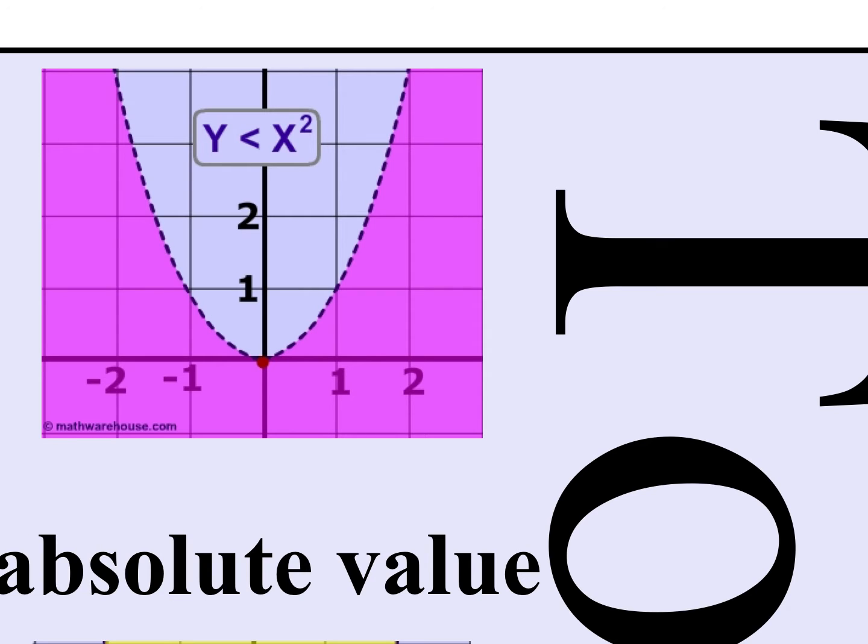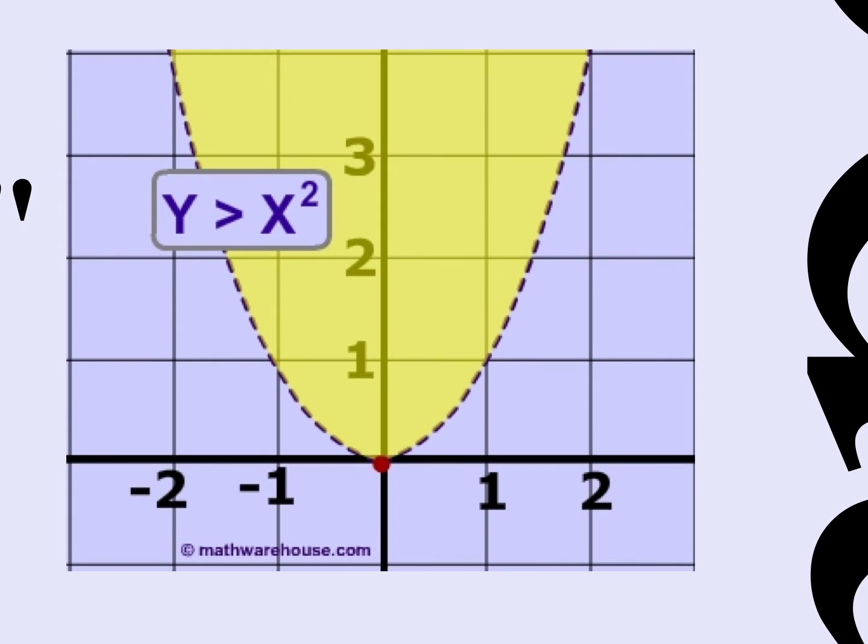Look what I've got zoomed in here. Is it shaded under it or over it? Yes, under it. And why? Because there's a less than sign. Look at this one. This time the yellow is the shaded.